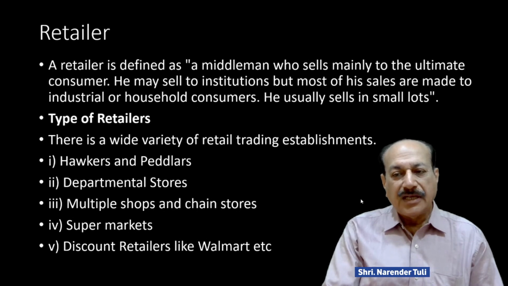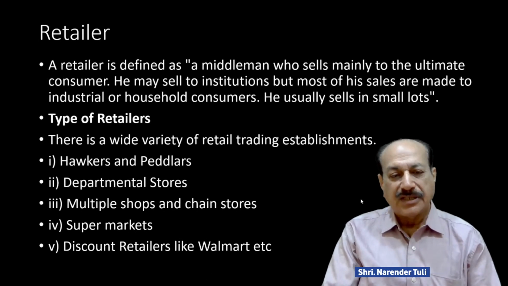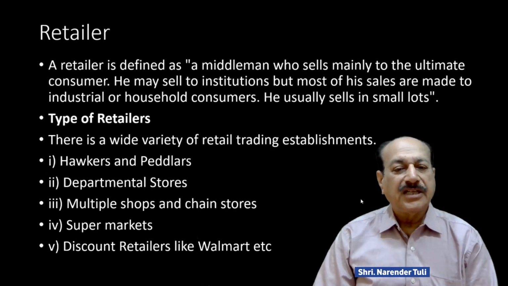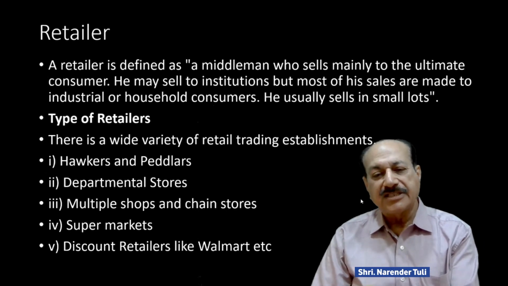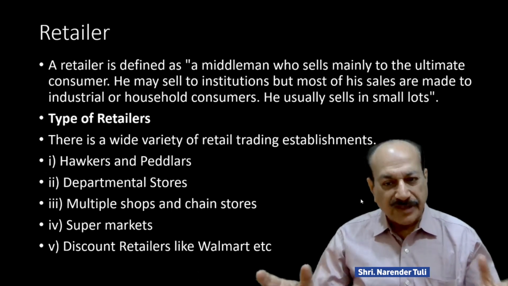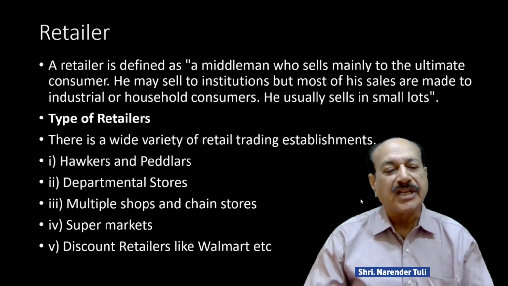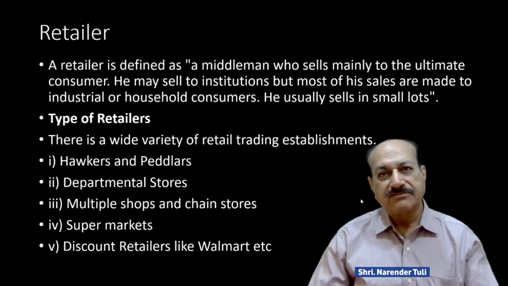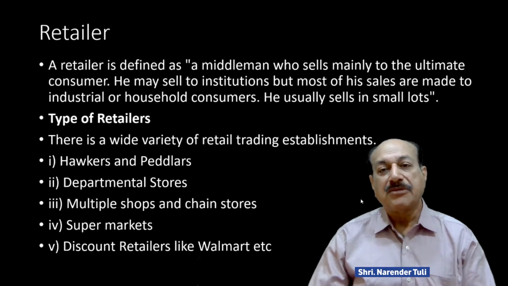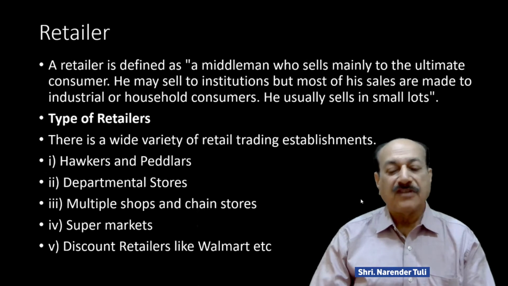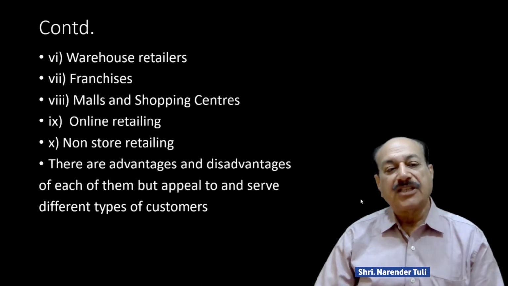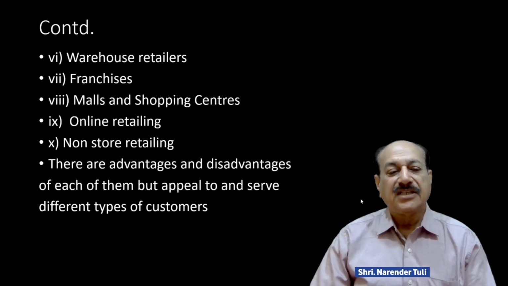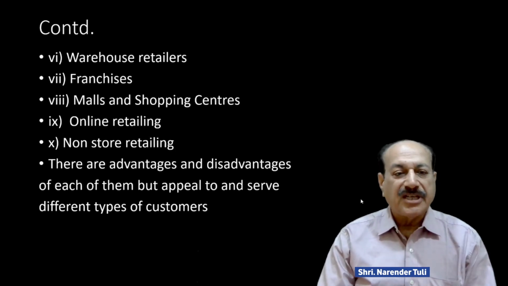The retailer is the one who actually interacts with the consumer. Where two-level channels exist, with both wholesaler and retailer, the retailer is the one who actually sells in smaller lots. Wholesalers, by the very name, it is clear that they do it in larger quantities. Retailers do it in smaller quantities. Types of retailers may include hawkers, peddlers, departmental stores, chain stores, supermarkets, and so on. Then there could be warehouse retailers, where they store and sell from the warehouses itself. Franchisee, online retailing, different kinds of retailers are there.